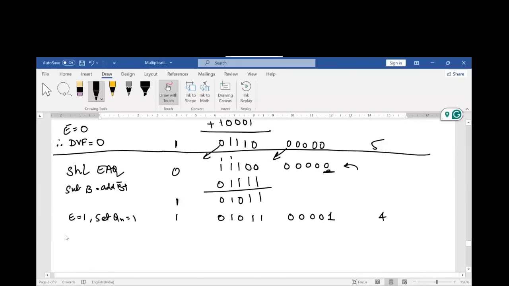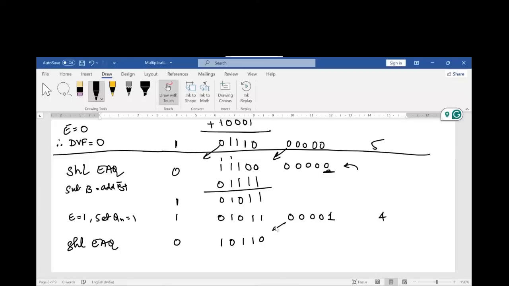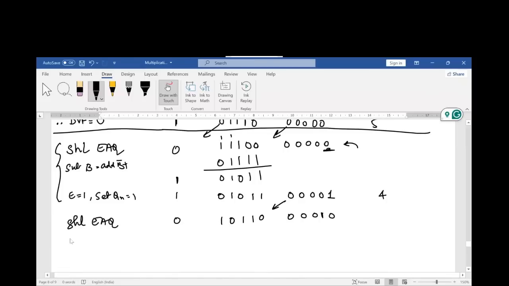Again, repeat the same process. SHL EAQ. This one will drop. This 0 will come here. 0, 1, 0, 1, 1. This 0 will come here. Then 1, 2, 3, 1, 0. After shift left, see this thing is going to repeat. Okay. After shift left, what will we do?